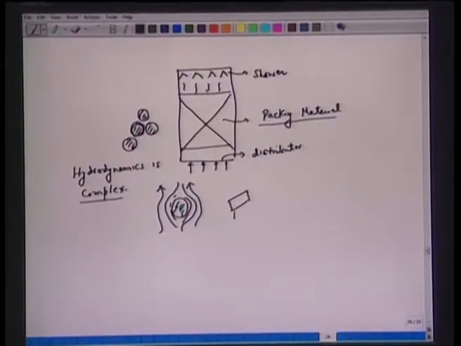If you have one packing like this, another packing like this, another packing like this of Raschig rings, then you can imagine that the flow here is quite complex around this, either the water flow rate or the gas flow rate. So it's very difficult to analyze.